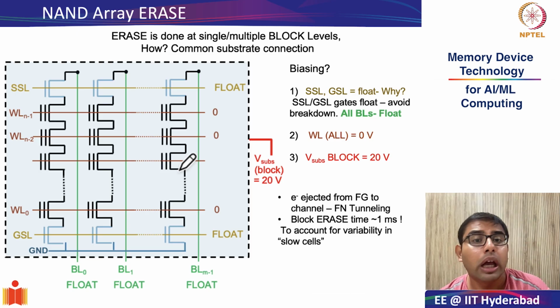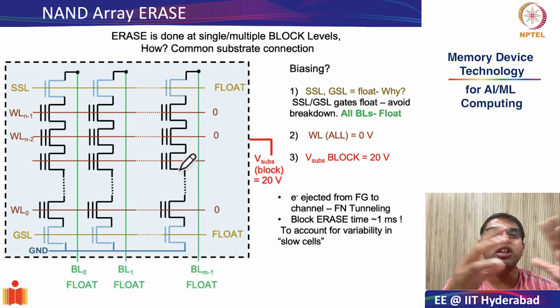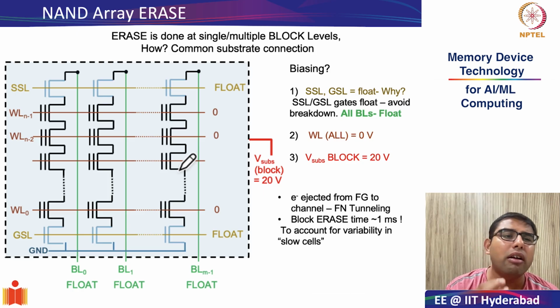The reason is that when you start doing erase, you are dealing with a lot of cells, right? When you deal with a lot of cells, you can imagine that there will be a lot of cell to cell variability also. So there will be cells which are called fast cells, where the Fowler-Nordheim tunneling current can quickly remove all the charges from the floating gate. However, there can also be cells where there may be some defects, due to which they become slow cells.